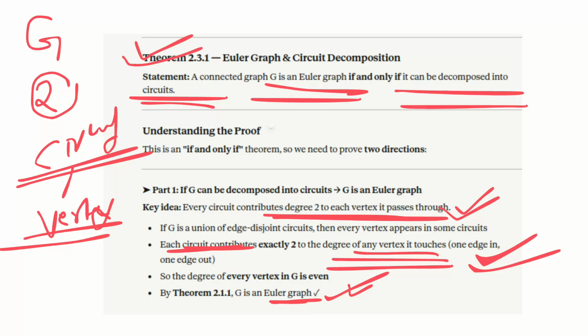G is a connected graph, and G is a union of edge-disjoint circuits. So every vertex would be present in some circuit. Each circuit contributes exactly 2 to the degree of the vertex it touches, so the degree of each vertex in that graph would be even. If the vertex degrees are even, by the theorem which we have proved before, that graph is an Euler graph. This is how we prove the first part.